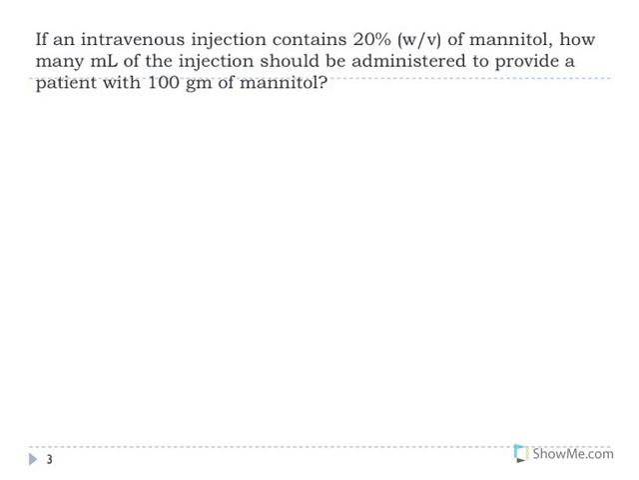So let's look at this first one here. It's saying that we have an intravenous injection that is a 20% weight by volume of mannitol, and it wants to know how many mils of the injection should be given to give a patient 100 grams. Well, let's start with what we know. We want to give the patient 100 grams of the drug. Now, how do we convert?